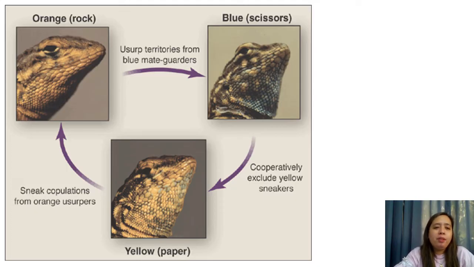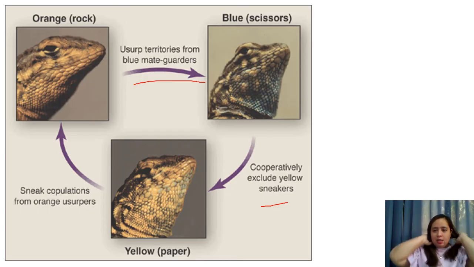But the orange one, and the blue, and the yellow one. So, orange will usurp or get territories from the blue mate guarders. Cooperatively, they exclude yellow sneakers. Yellow sneakers, itong mga yellow throat natin na mga lizards in the Pacific, are maliliit lang sila, and they usually sneak.